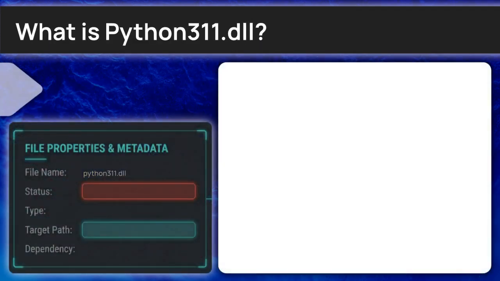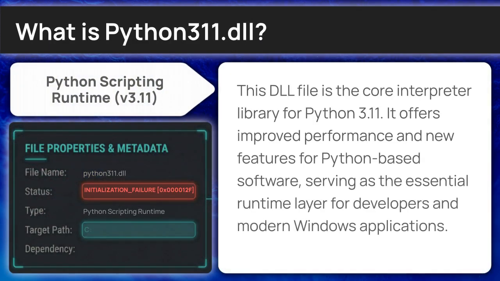This DLL file is the core interpreter library for Python 311. It offers improved performance and new features for Python-based software, serving as the essential runtime layer for developers and modern Windows applications. Now that you have the context, let's move into the repair process with a fresh installation.